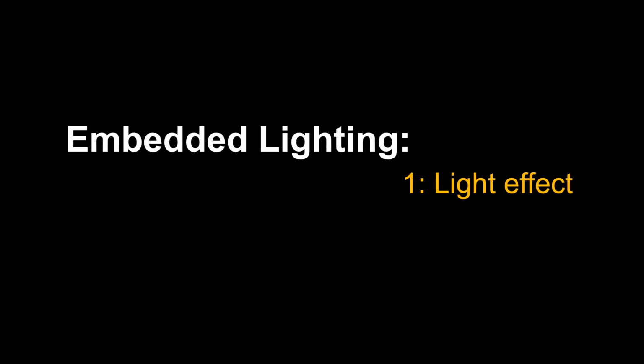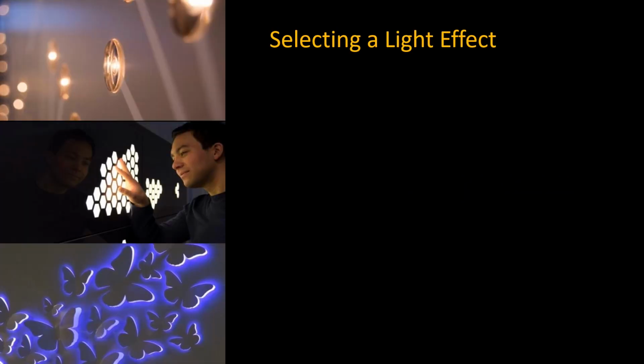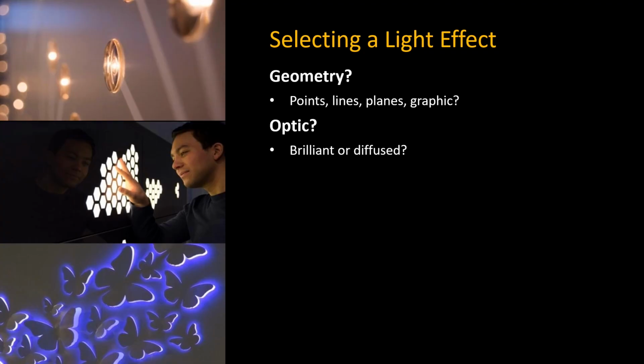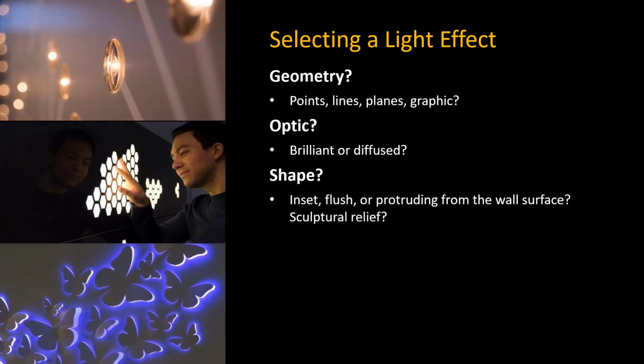Let's look in depth a little bit at light effect. So as a designer, you have many choices in selecting a light effect. You can think about the geometry of it. Is it points, lines, planes, a graphic pattern? What is the optic? Is it brilliant or diffused? The shape, is it inset, flush, or protruding from the wall surfaces? Is there sculptural relief to it?